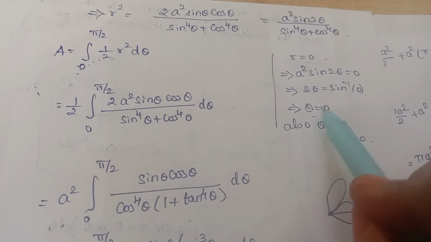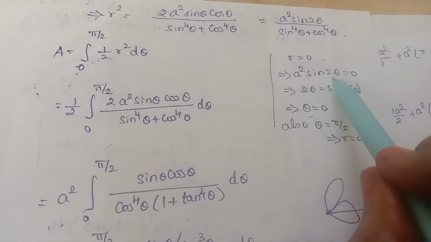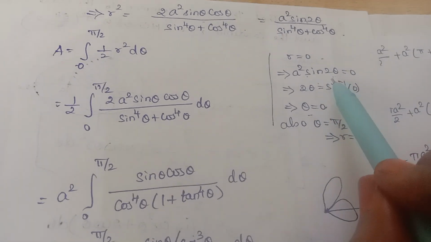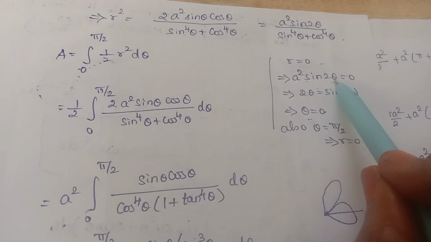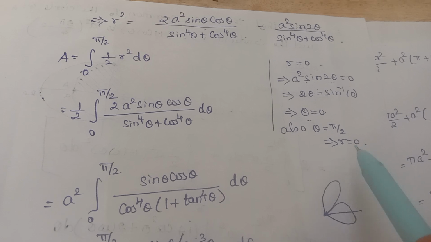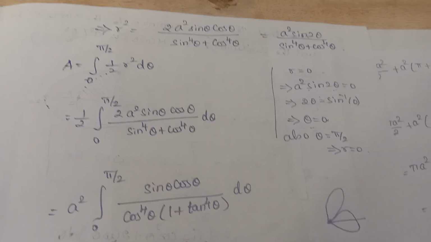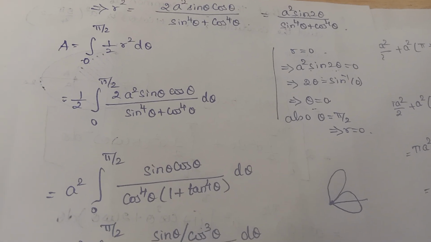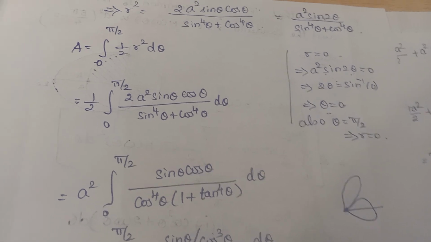This is one part. Apart from this, you see a square into sin 2 theta can be 0 for theta equal to pi by 2 also. For theta equal to pi by 2, it will be what? Sin pi. Sin pi is also equal to 0. So r equal to 0 when theta equal to pi by 2 also. So the limits are from 0 to pi by 2. This is one of the ways to find the limits.